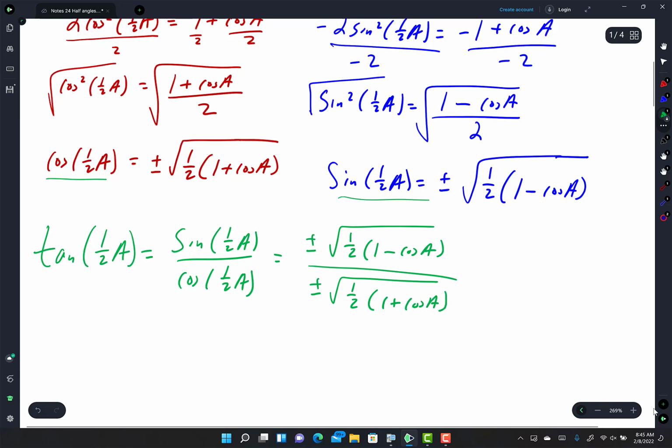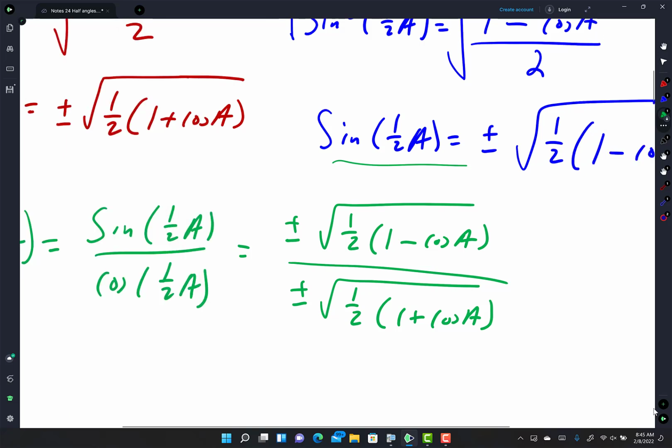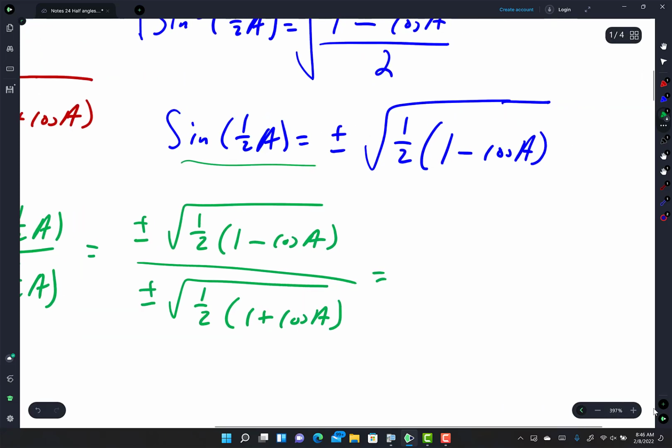Oh, we need to know about laws of exponents. Do you guys know about laws of exponents? Because I have square root in the top and square root in the bottom, I can create one giant square root. So I can go equals plus minus 1 giant square root. Do the halves go away? Yes, the halves go away. I have a half on the top and a half on the bottom. Do they cancel? Yeah. And you have 1 minus cosine a over 1 plus cosine a.